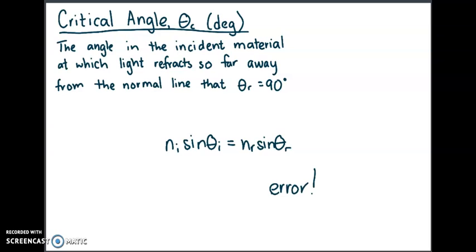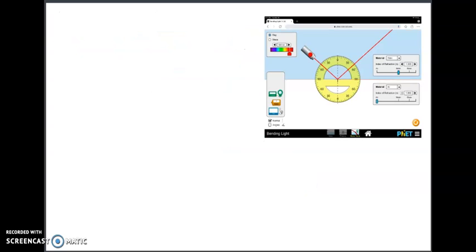So let's show you how this works. In this case, this is red light going from water into air. The critical angle in this case looks like it is about 50 degrees. I can tell this is almost the critical angle, but not exactly, because this refracted angle here is almost 90 degrees right here, but not quite. So let's see if we can find the critical angle for light going from water into air.